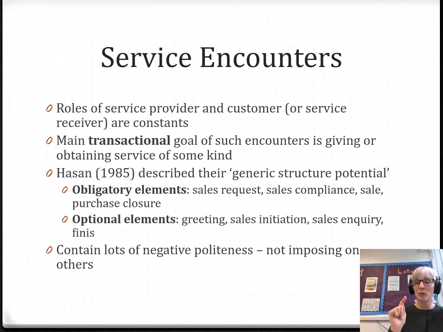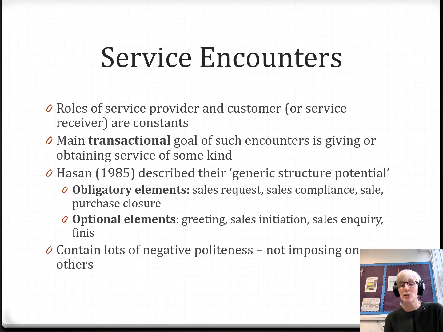And then finally, when you know what you want to buy, then you go to the obligatory element, your sale request. I'd like this one, please. And they go, of course, madam, certainly. And then they say, that would be £27, please. That's the sale. That's the sale bit. And then the purchase closure, there you go. There's your money. And if you're going to be polite, you then have something called the finis at the end, where you say, thank you, bye-bye, that kind of thing.